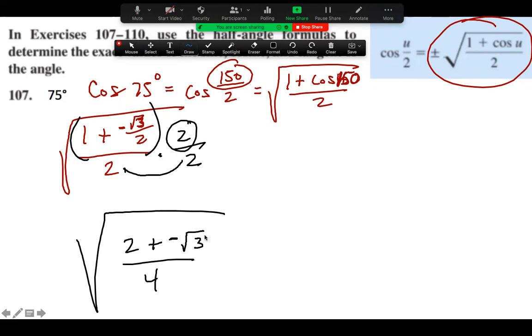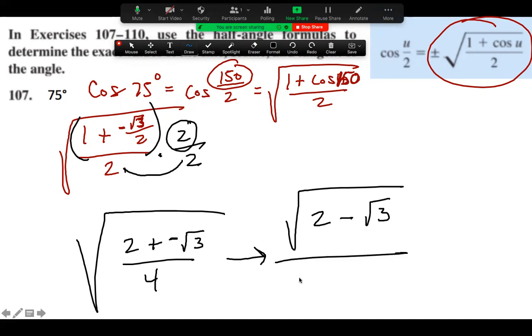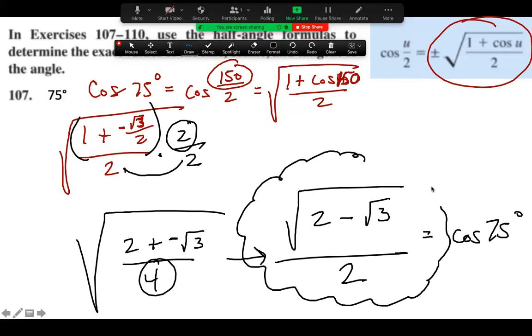Finally, we have the square root of the numerator, which is 2. Instead of plus a negative, I'm just going to call that minus root 3, over, notice that there is no square root in the denominator now because the square root of 4 is just a whole 2. So that is the answer to the cosine of 75 degrees. It's not beautiful looking, but it is correct nevertheless.